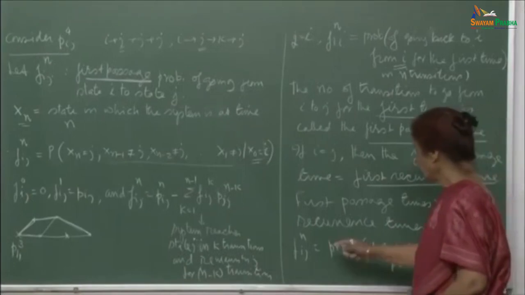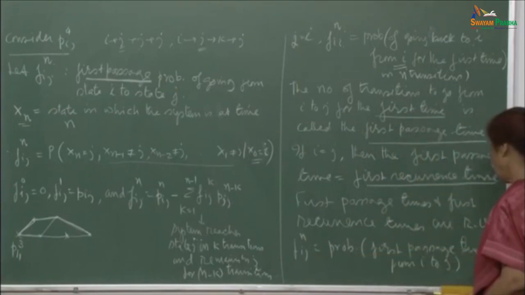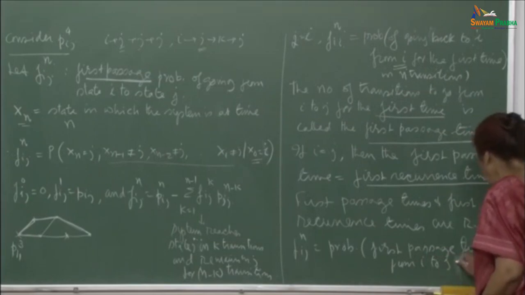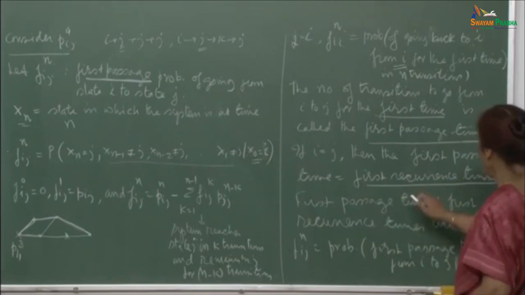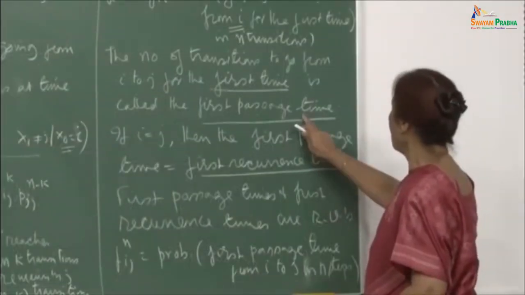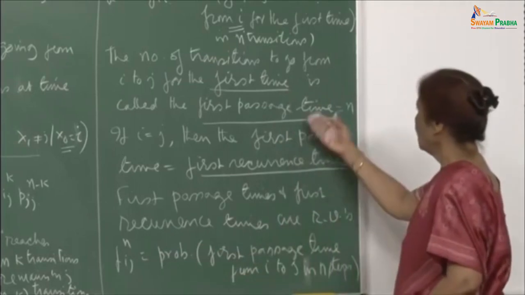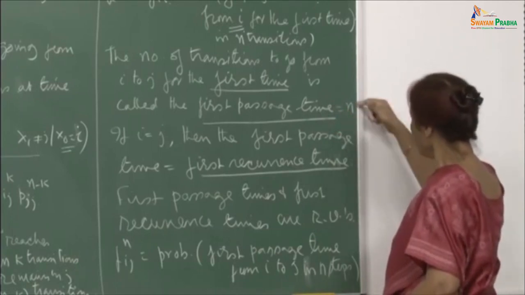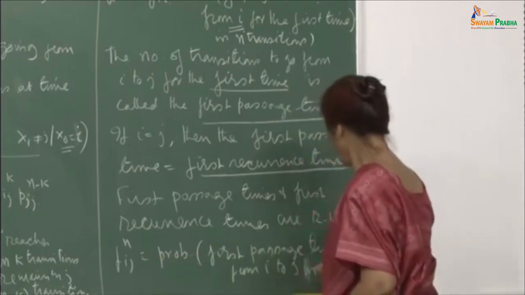And therefore, you can redefine this again: Fij^n is the probability of the first passage time from i to j in n steps. That means your random variable. So, Fij^n is the probability of the first passage time being equal to n. This is the time when you go from i to j for the first time, and when this value is equal to n, you want to compute this probability. The probability of the first passage time equal to n is your Fij^n. Right, this is how we will define it.